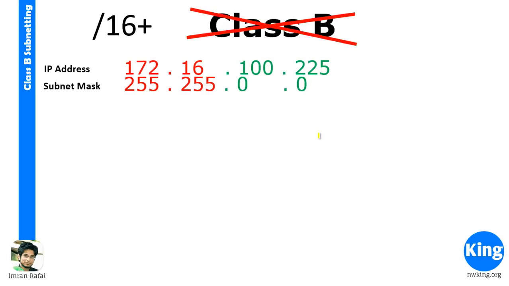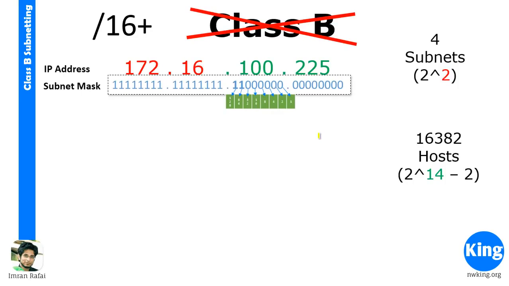172.16.100.225, the same IP address, but this time we're going to break it into 4 subnets. From what we know already, to break a network into 4 subnets, we borrow 2 bits. This is the 2 borrowed bits. From the same formula, 2 to the power 2 is 4 subnets, and 2 to the power 14, which is nothing but the number of zeros, minus 2 is 16,382 valid hosts.